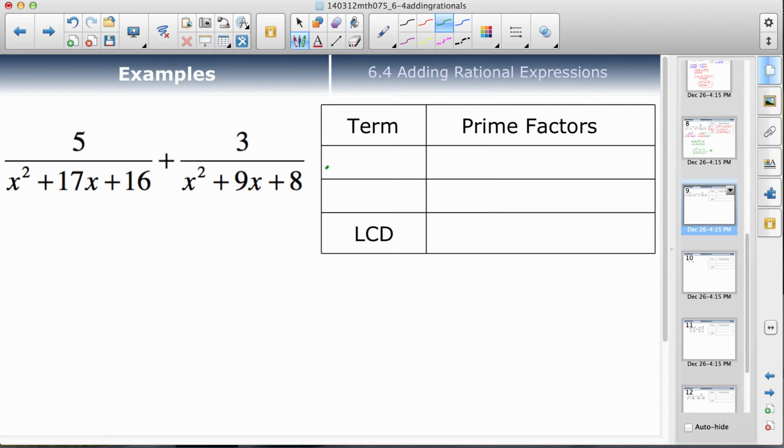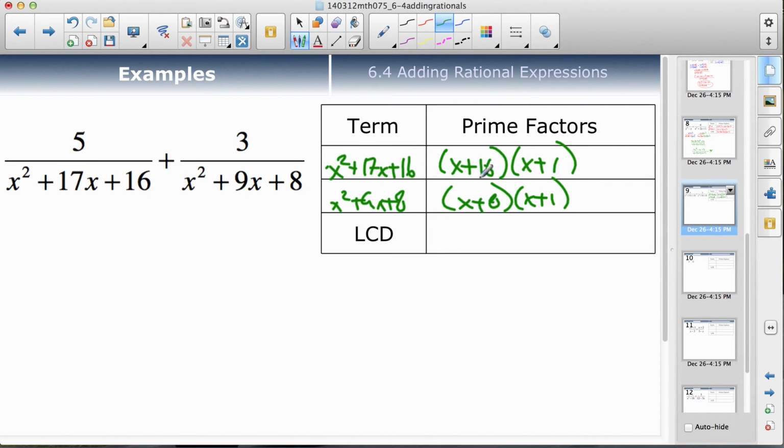Oh, here's a good one. x squared plus 17x plus 16. So I need to factor that. Two things that multiply to 16 and add to 17. Well, it has to be x plus 16, x plus 1. Okay, x squared plus 9x plus 8. Oh, this one's similar. x plus 8, x plus 1. So my lowest common denominator, x plus 16, occurs at most once. x plus 1, it occurs at most once. x plus, that was an 8. x plus 8 occurs once. So there's my common denominator.